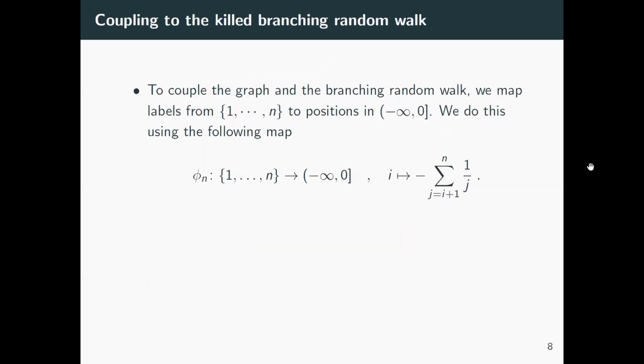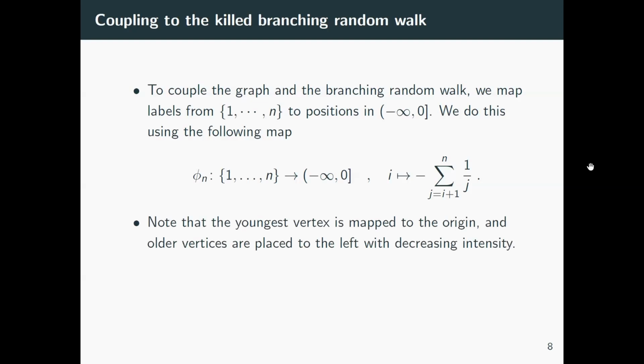To achieve this coupling, we have the following map, phi n, which maps these labels from 1 to n from our graph to positions on the negative half axis with this function, where the i is here down in the summand. Just notice that the youngest vertex, the vertex n, will be placed at the origin, and the older, more powerful vertices will be placed to the left, but with decreasing intensity because the summands get smaller.